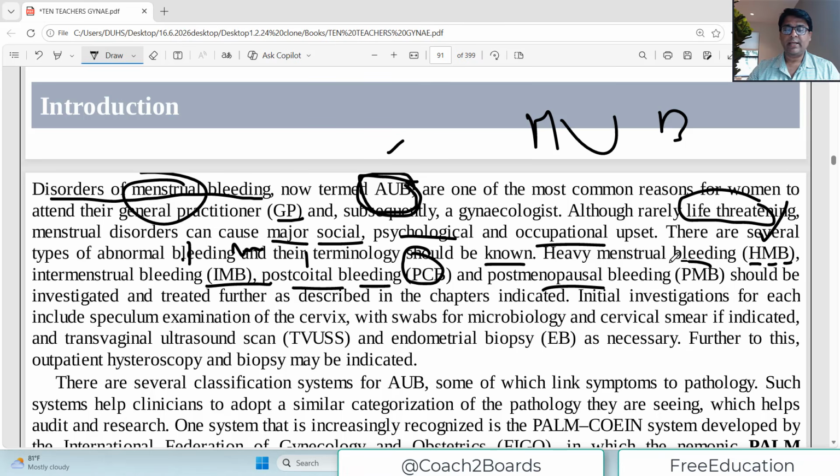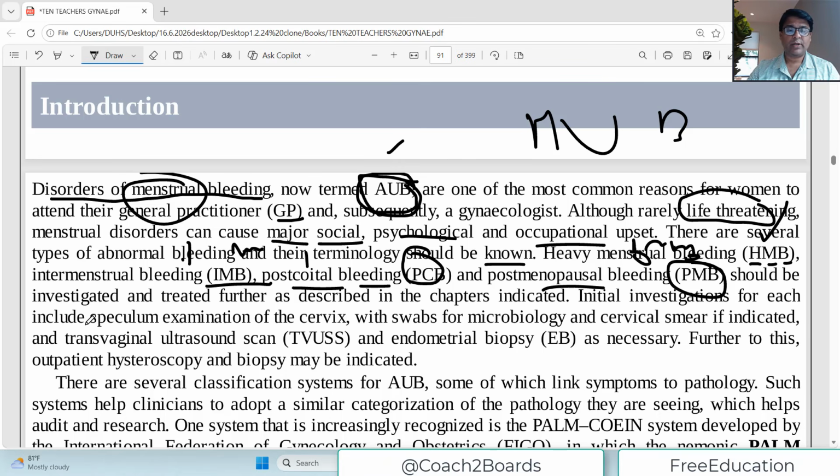पोस्ट मीनोपॉजल ब्लीडिंग यानी एक दफा थिंग्स हैव स्टॉप्ड बट नाउ देयर इज सडन रीस्टार्ट ऑफ ब्लीडिंग. दीज आर ऑल इंपॉर्टेंट टर्मिनोलॉजीज. ओके, सो ये सब आपको पता होना चाहिए. व्हाट इज HMB, व्हाट इज पोस्ट क्वाइटल ब्लीड, इंटरमेंस्ट्रुअल ब्लीड एंड पोस्ट मीनोपॉजल.